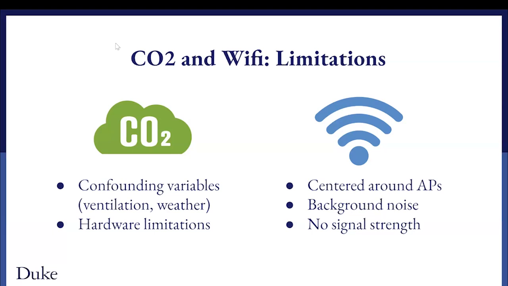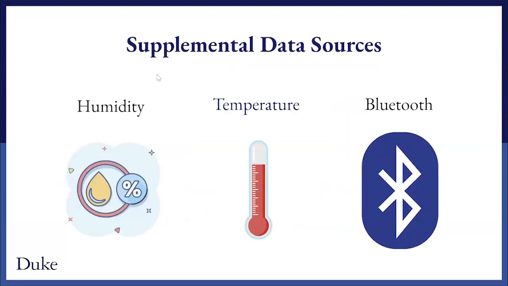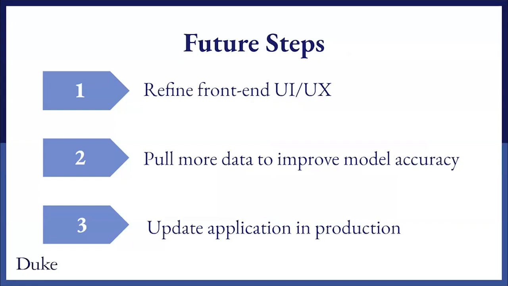As for Wi-Fi, the main issue here is that all of the logs are centered around access points. So it's difficult to do more specific room by room analysis with just Wi-Fi. There could be background noise because people have multiple devices, or people outdoors might connect to an indoor AP. And finally, there's no Wi-Fi signal strength in the logs. But if this project were to continue in the future, here are some supplemental data sources that could help with that, such as humidity, temperature, and Bluetooth. And Desmond's going to talk about more of our future steps.